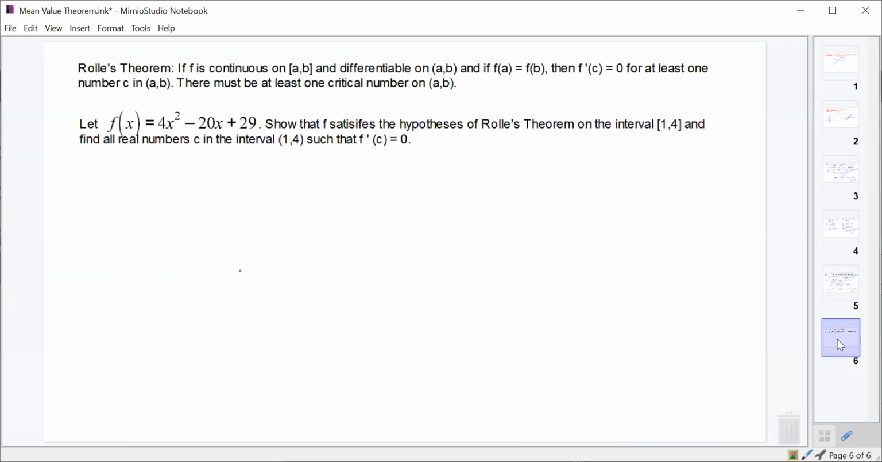All right, so the last thing that we're going to talk about is called Rolle's theorem. And Rolle's theorem is just a corollary to the mean value theorem. Rolle's theorem says, if the function's continuous on a to b and it's differentiable on a to b, and f of a equals f of b, then there has to be a place where the derivative equals 0 somewhere on that interval. And if there's a place where the derivative equals 0, that tells us there's at least one critical value on that interval.